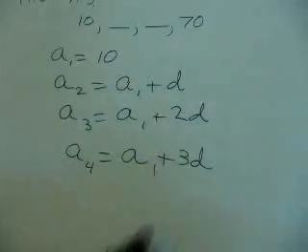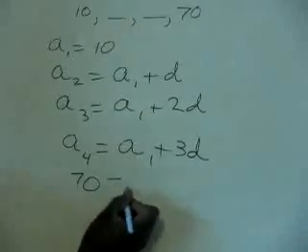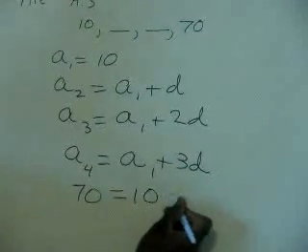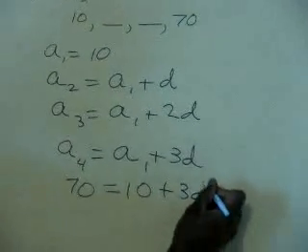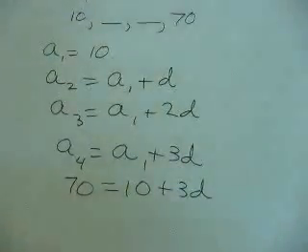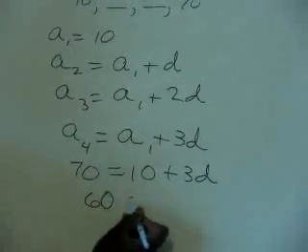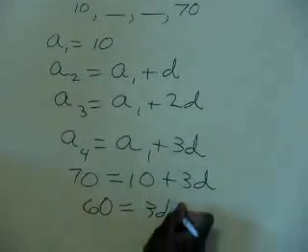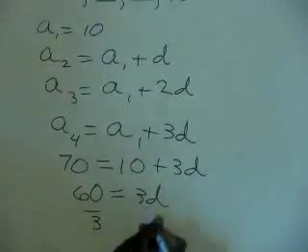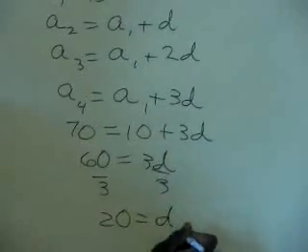This gives us an equation to solve, because 70, the fourth term, should equal 10 plus 3 times the common difference. We can solve for d. Subtract 10 from each side. 60 is equal to 3d. Divide by 3. 20 is our common difference.